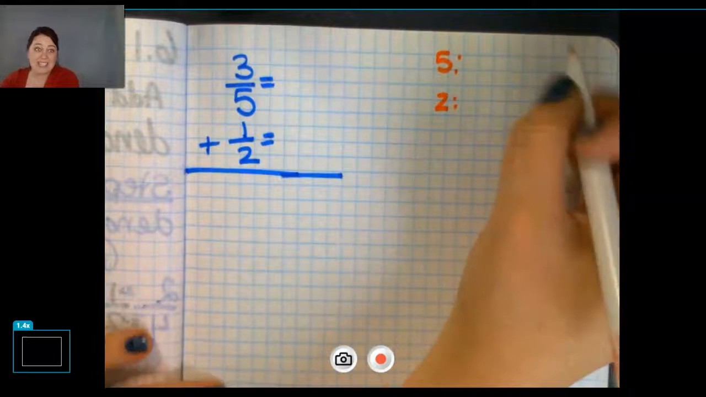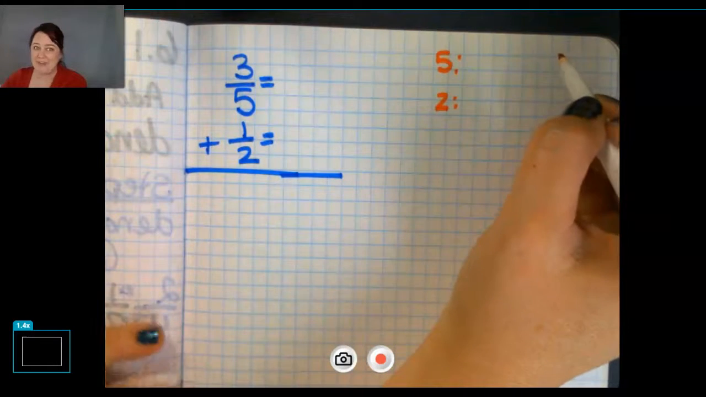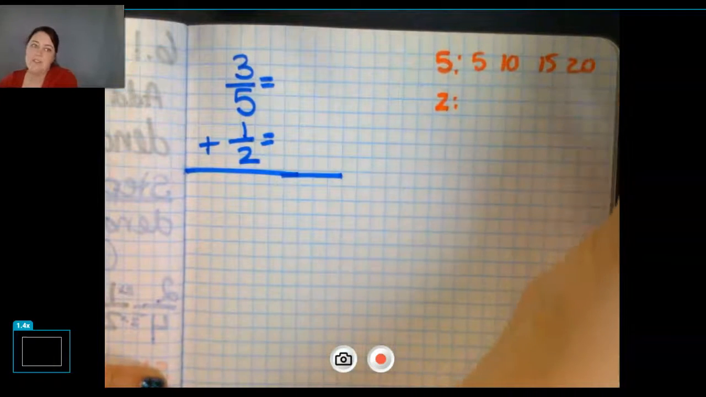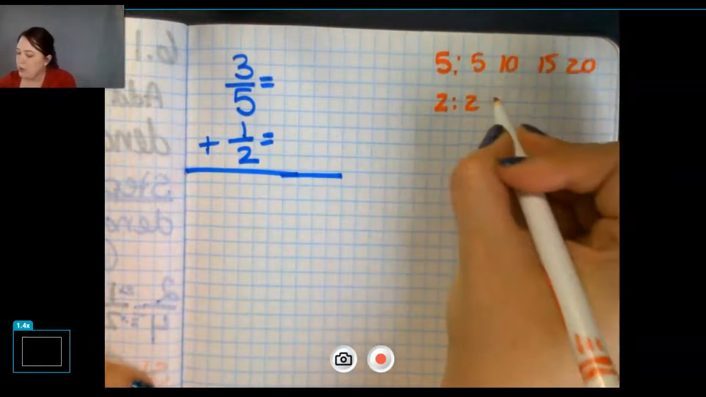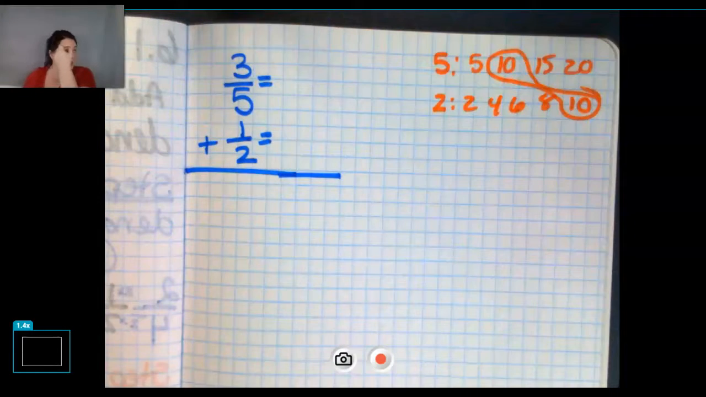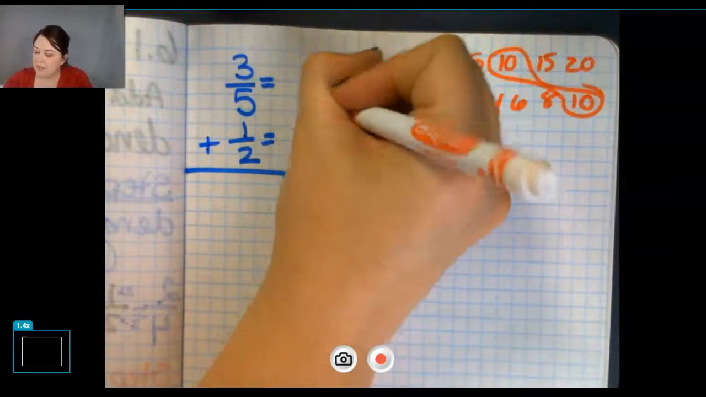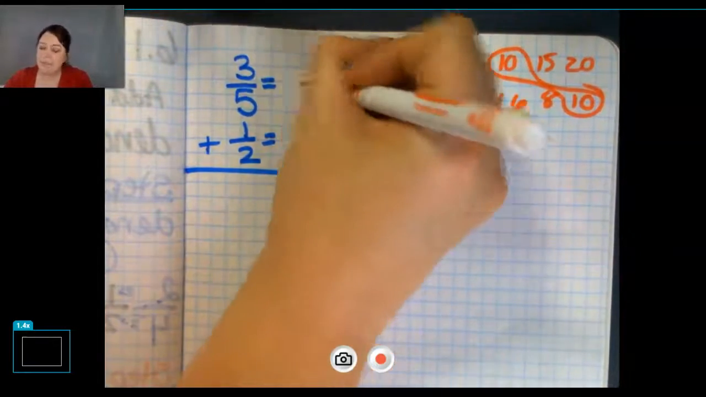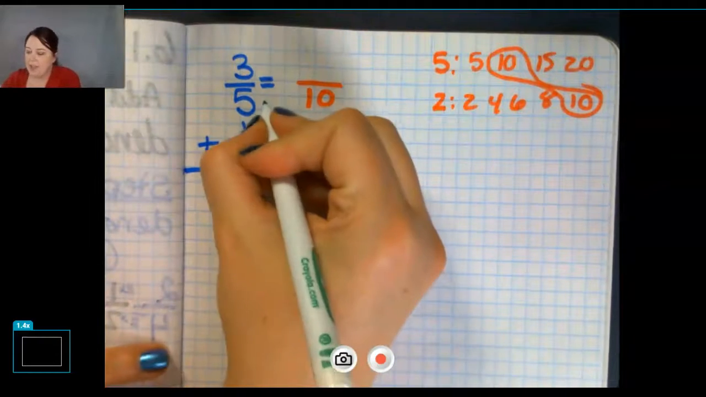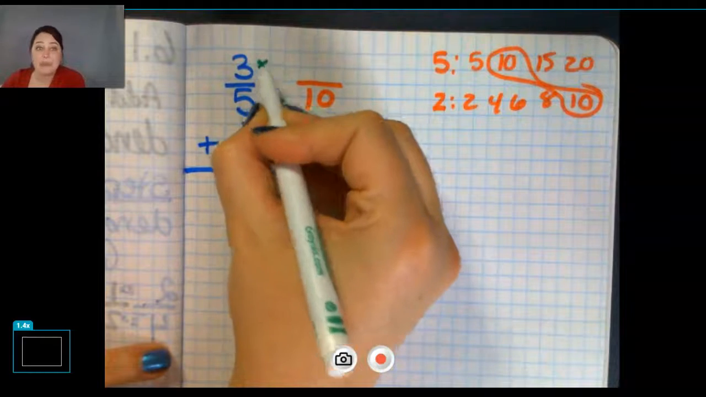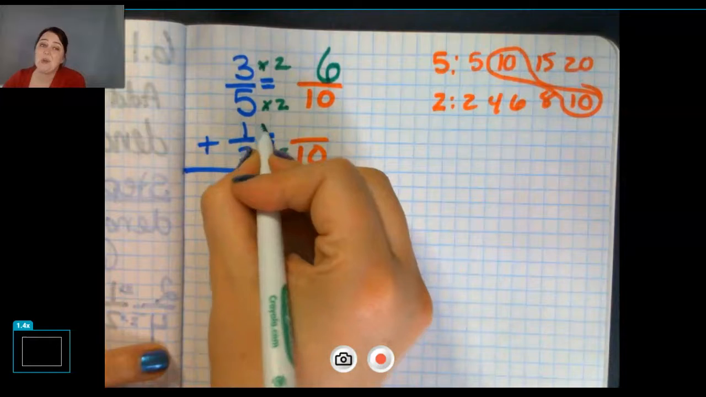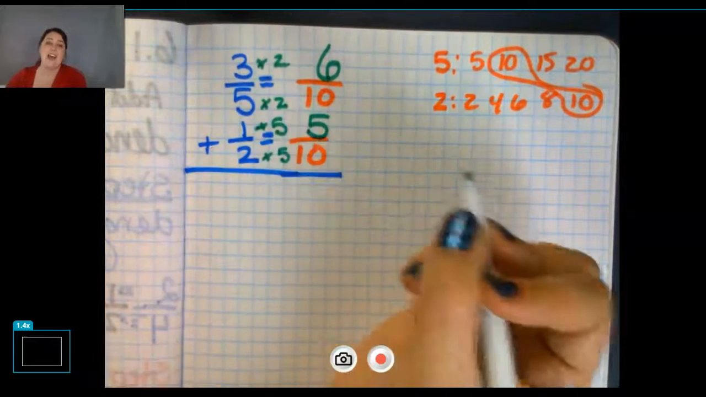To each their own. So I have the numbers 5 and 2. I am now going to list all of the multiples so I can find my least common multiple. 5, 10, 15, 20, 25, 30, 35, 40, 2, 4, 6, 8, 10. There we go. Our least common multiple is 10. Now, what did I multiply 5 by to get 10? 5 times 2 is 10. 3 times 2 is 6. 2 times 5 is 10. 1 times 5 is 5.